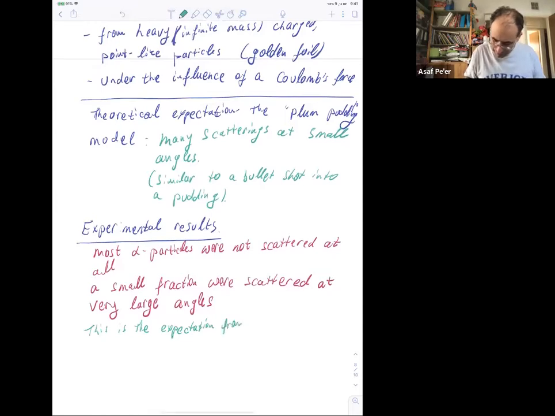From elastic scattering. Elastic scattering from a small and heavy scatterer. This is of course the kernel.